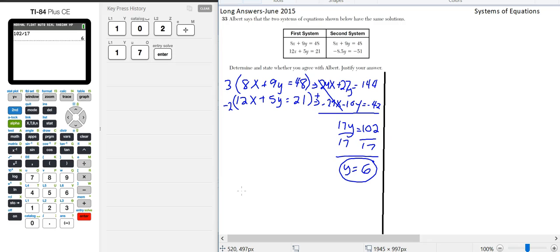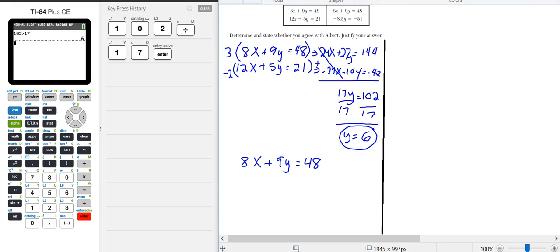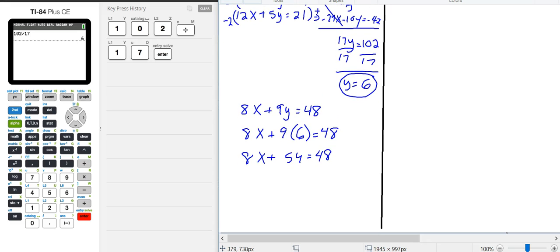To do that, we can plug in the y value that we found into either the first equation or the second equation. Let's use the first equation. So 8x plus 9y is equal to 48. And we have a value for y. So 8x plus 9 times 6 is equal to 48. 8x plus 54 is equal to 48. And we can solve this for x.